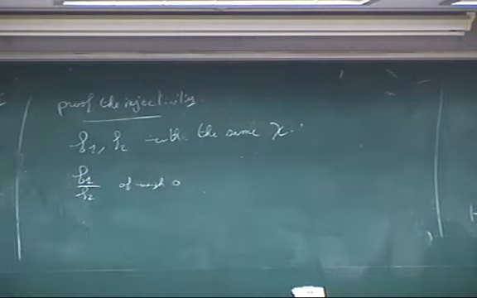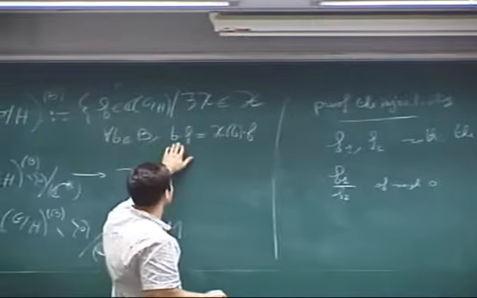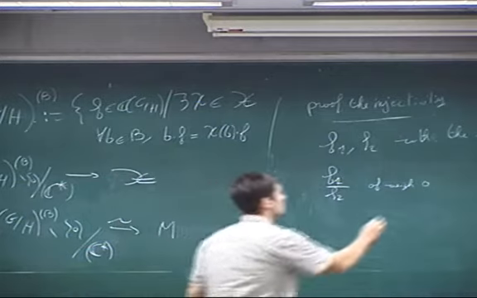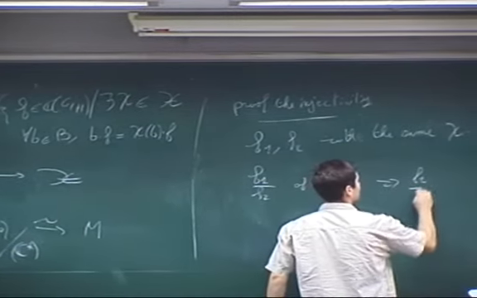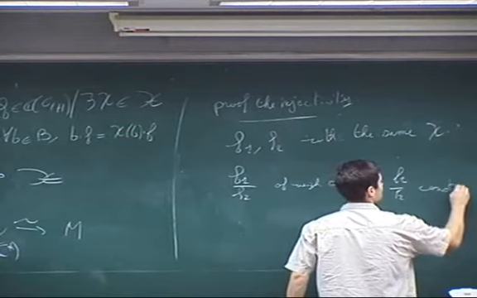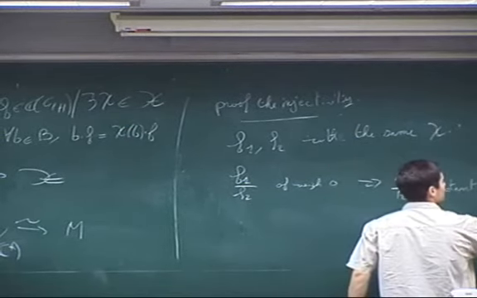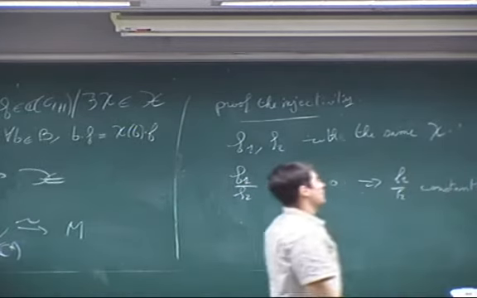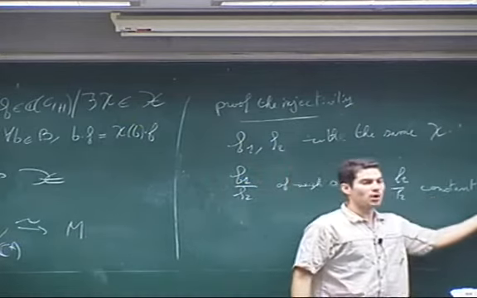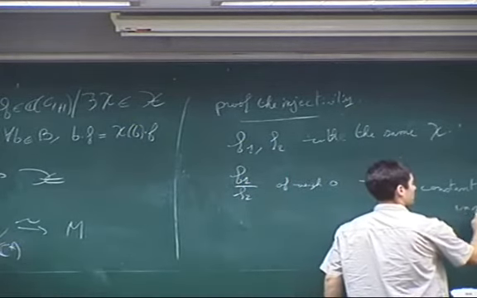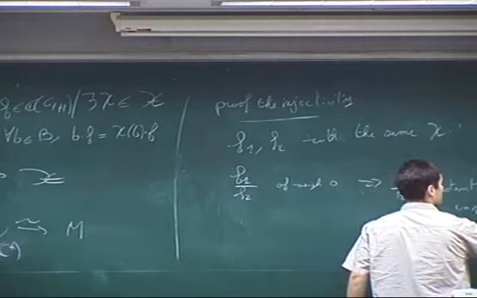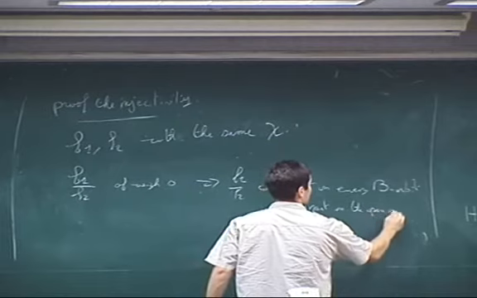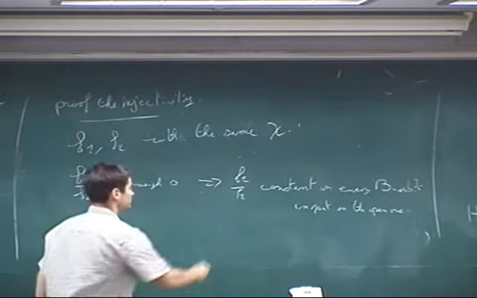So it means that it's stable under the action of B. It means that it's constant, which implies that f1 over f2 is constant on every B orbit. And so in particular, it's constant on the open B orbit. So it's constant everywhere.